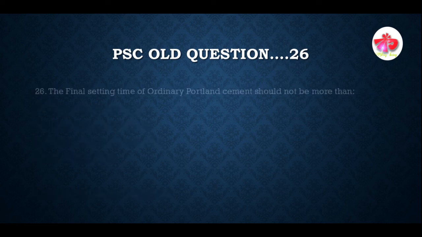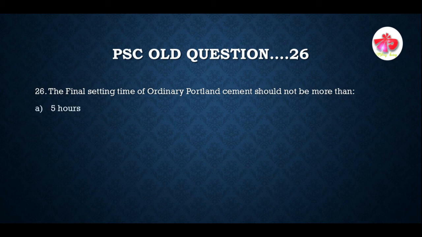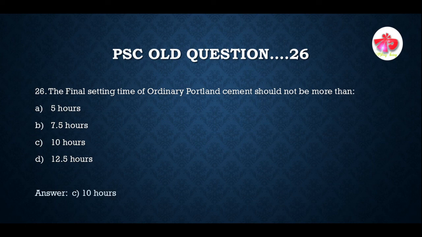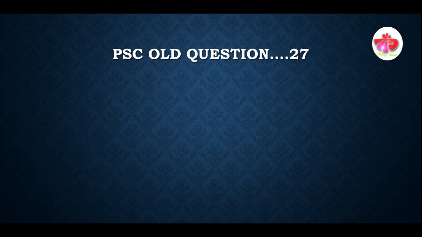Question number 26. The final setting time of ordinary Portland cement should not be more than, option A 5 hours, option B 7.5 hours, option C 10 hours, and option D 12.5 hours. So the final setting time of ordinary Portland cement should not be more than option C, that is 10 hours. Okay, the initial setting time of OPC is 30 minutes and the final setting time should not extend over 10 hours. Question number 27.